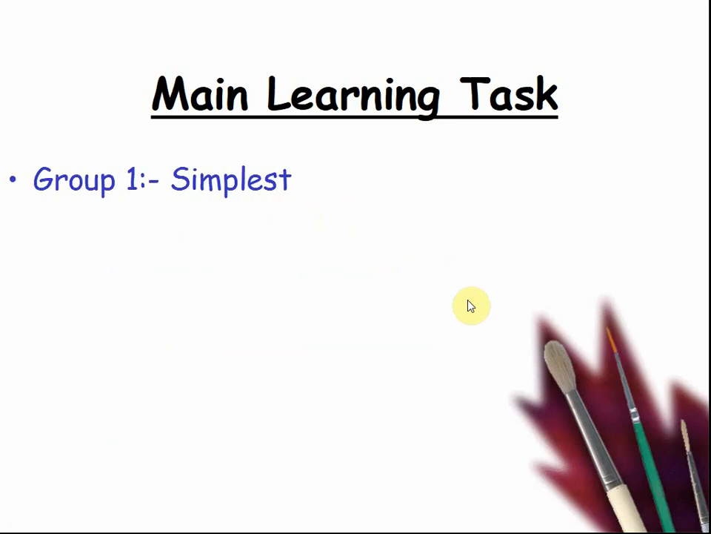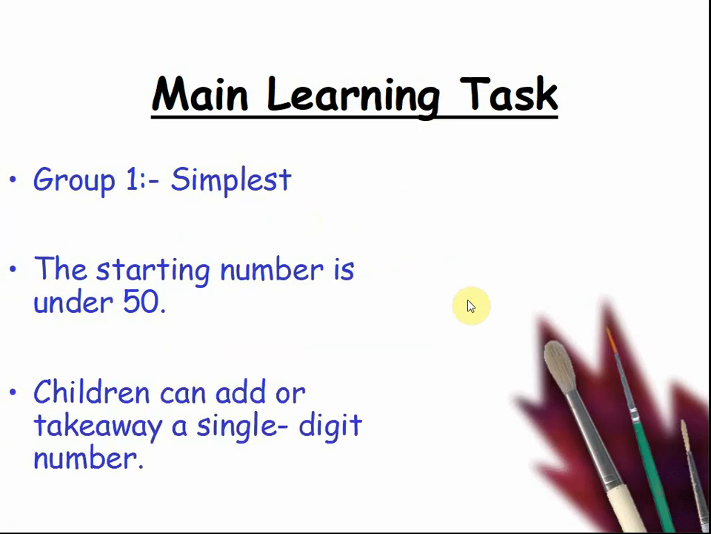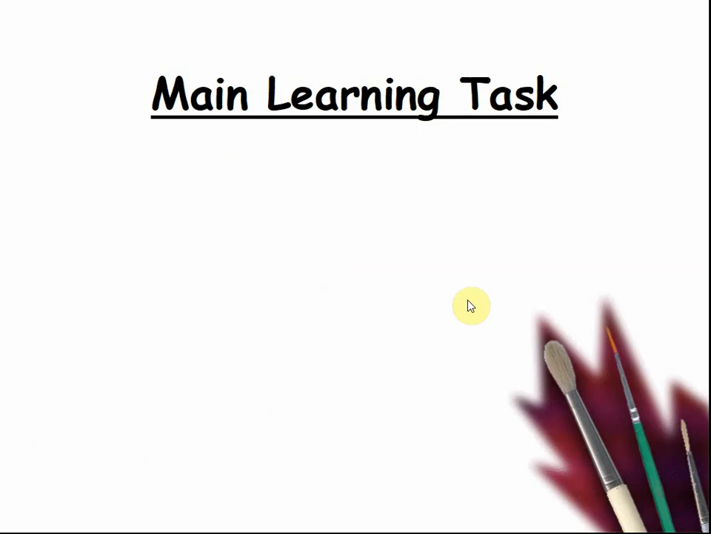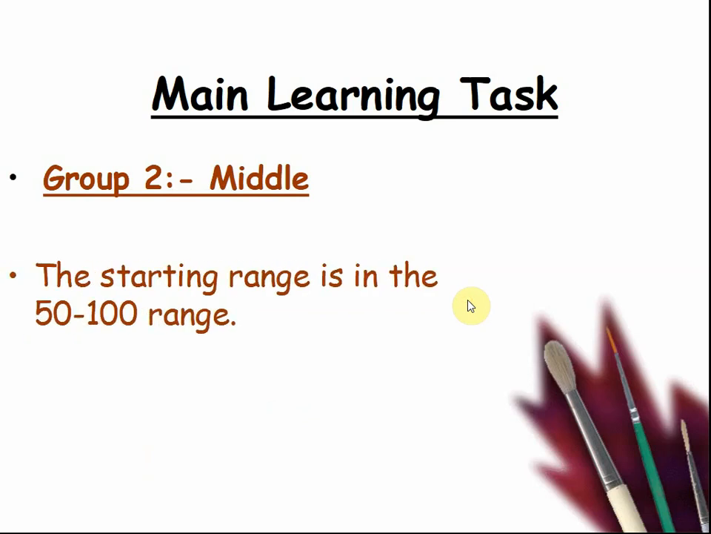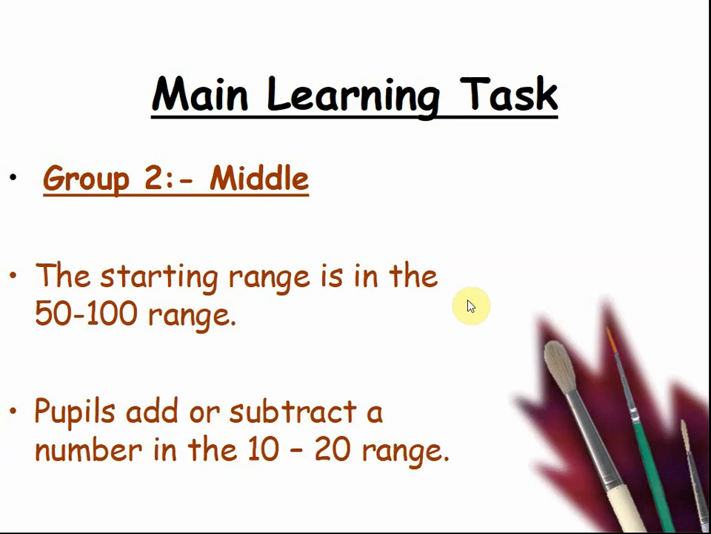Group 1, simplest task. The starting number is under 50. Children can add or take away a single digit number. Group 2, middle difficulty. The starting number is in the 50 to 100 range. Pupils can add or subtract a number in the 10 to 20 range.